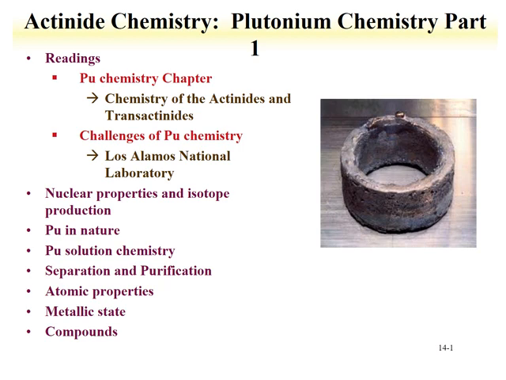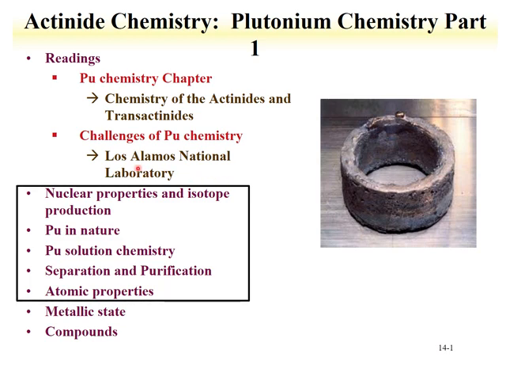Part 1 is going to cover nuclear properties and isotope production of plutonium, and plutonium in nature. We're actually going to discuss naturally occurring plutonium as opposed to contamination from anthropogenic sources. We're going to discuss solution chemistry of plutonium, and we'll see some trends from the actinides, for instance, the presence of the plutonyl, the double bonded oxygen to the metal center.